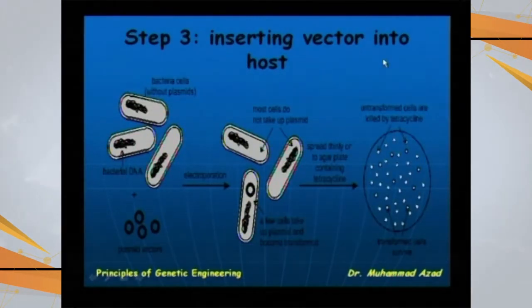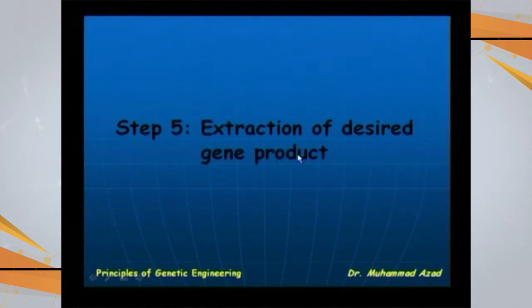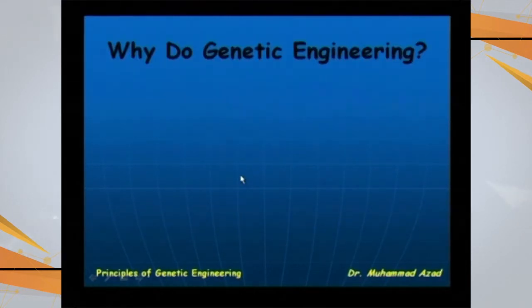So this is the insertion of the vector into the host cell. This is the bacterial DNA, and then we are going to insert these plasmids within these bacteria, and by using various antibiotics we are going to identify those bacteria that have taken the recombinant DNA. Then comes multiplication of the host cell by cloning. Large scale fermenters are used for cloning, and all the cells are genetically identical because of asexual reproduction, and all of these are going to produce the product. Finally we are going to extract the desired product, and we are going to purify the product.